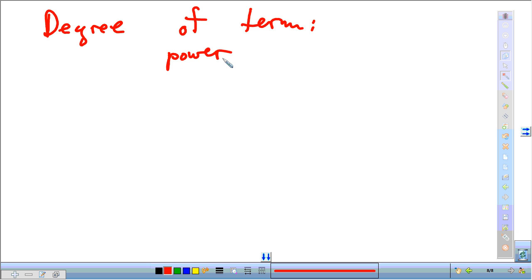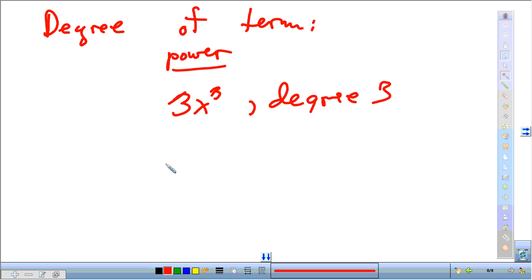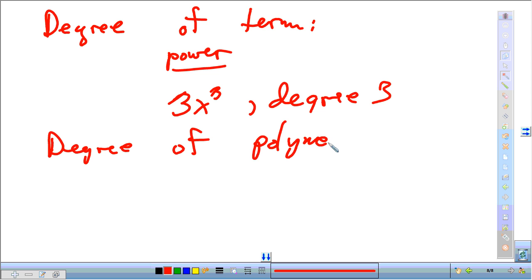And then we have degree. We could say the degree of a term is what we would see as the power. So 3x cubed is degree 3. The degree of a polynomial is the greatest power.